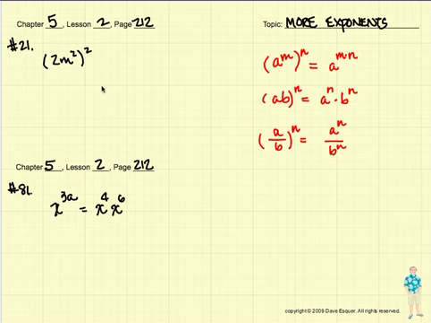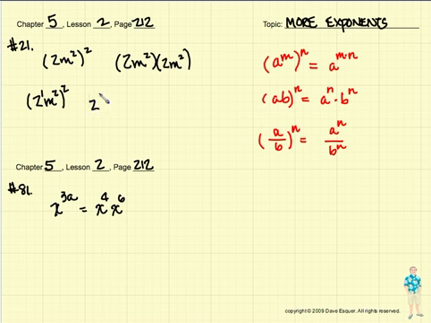Starting us off, we have 2m squared to the second power. Remember, this is really saying 2m squared times 2m squared. We can use the first rule that we have over here, and this is the same as saying 2 to the first power, m squared. Same thing, I just rewrote it.